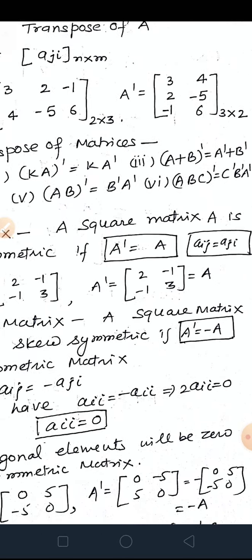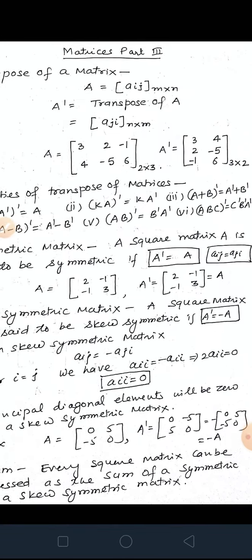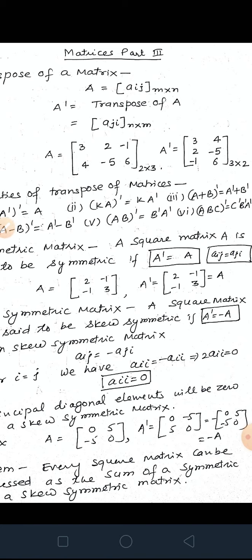Okay, let us take an example. Here A is equal to [2 -1; -1 3], and we took the transpose of this matrix, so it becomes [2 -1; -1 3], same, no change. So this matrix A is a symmetric matrix.